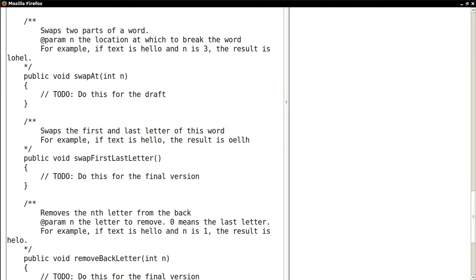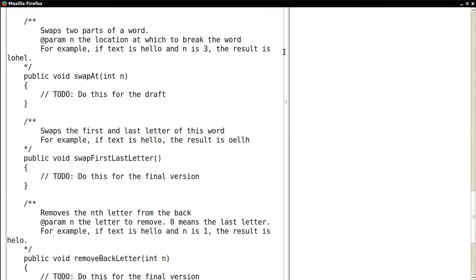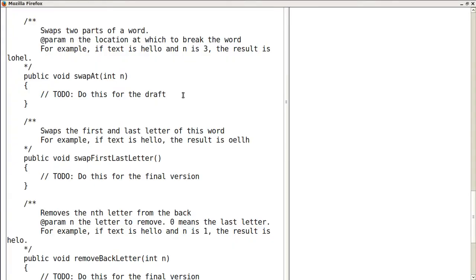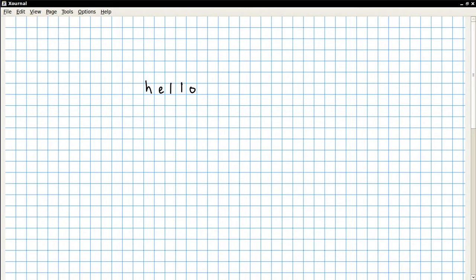In this assignment, we need to implement a bunch of methods on words. So let's take out our sheet of paper again and just try some of them out. The first method was called swap at. We take some word, I'll take hello. And now when we swap it at a particular value, let's say we swap it at n equals 3, then the index is stored at 0.